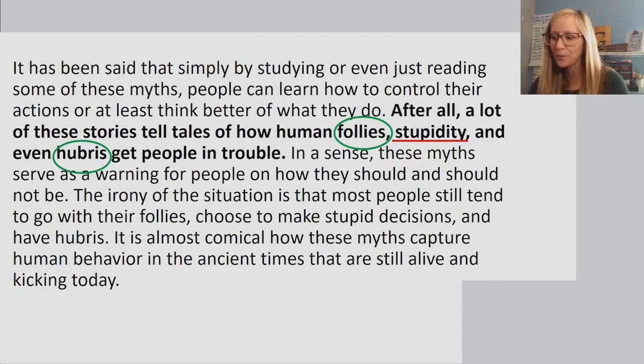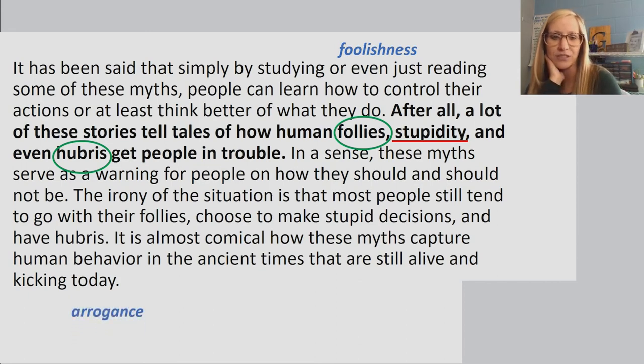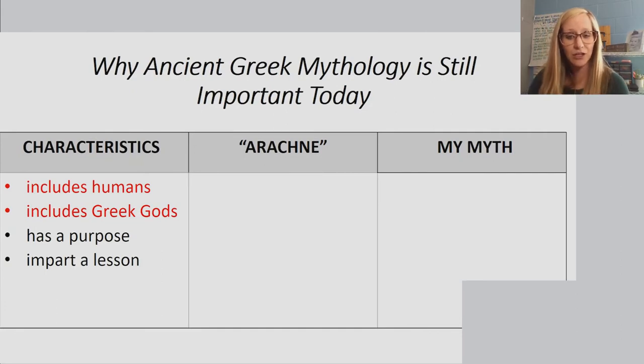We know by the word stupidity here, it helps us understand that those words are negative. And here, the word stupidity helps us understand that follies is referring to foolishness, and hubris is referring to arrogance, meaning being too boastful. So we have taken a lot of notes today in the characteristics column. And I want us to think about, before we move to our own myth, the details of Arachne.